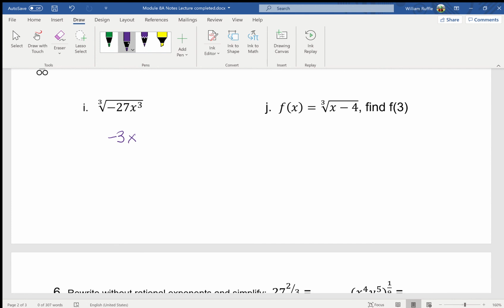So if I plug in f of 3, that means x equals 3. So it's the cube root of 3 minus 4, which is the cube root of negative 1. Now since this is an odd index, negative numbers are perfectly fine. I do the cube root of negative 1, and I get negative 1. And you can type it in your calculator to prove that for you. Alright, so I did the first 2 pages, so I'm going to stop here, and then I'll continue on the next part.